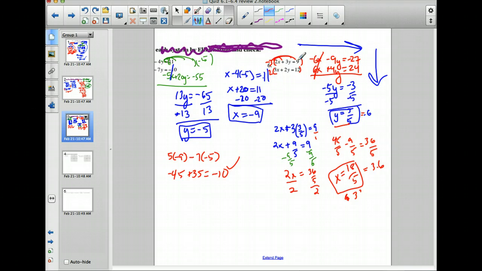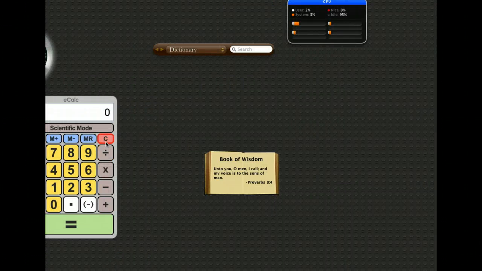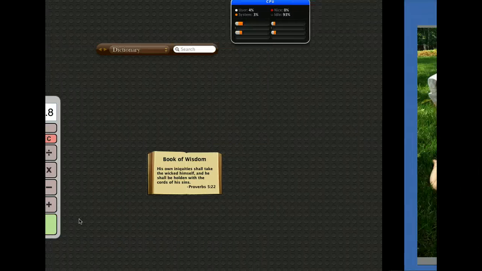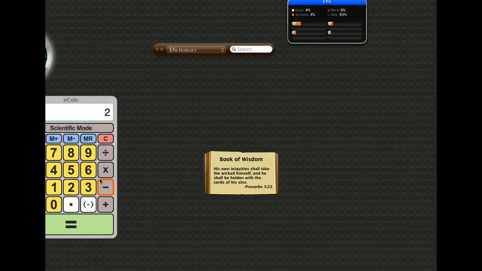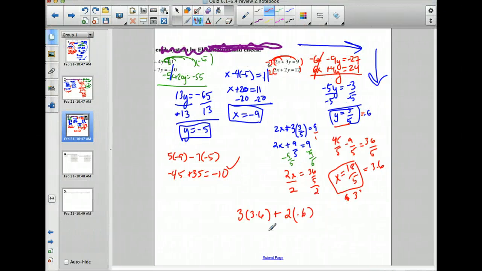So to check our answer, since I used the top equation to get my answer, I'll check with the bottom. 3 times x, so 3 times 3.6, plus 2 times y, which is 2 times 0.6. 3 times 3.6 is 10.8, and then 2 times 0.6 is 1.2. So we have 10.8 plus 1.2, and that does in fact equal 12. So yay, we did it right.